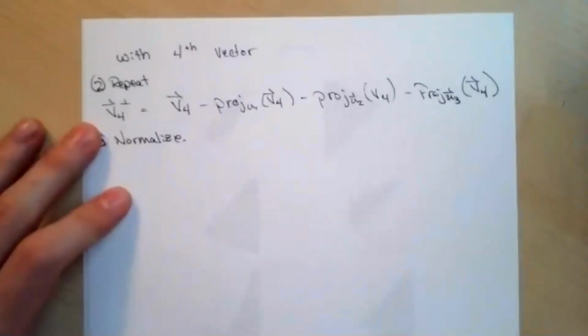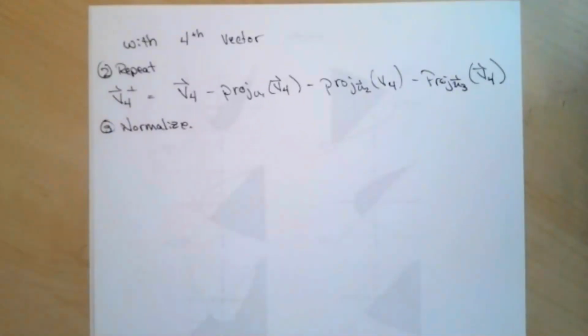So this would be our step 2 repeated, and then step 3 is normalize. And then you would just keep doing that for however many vectors you have in your set. Oh, sorry, that was off screen there. Any questions on that?